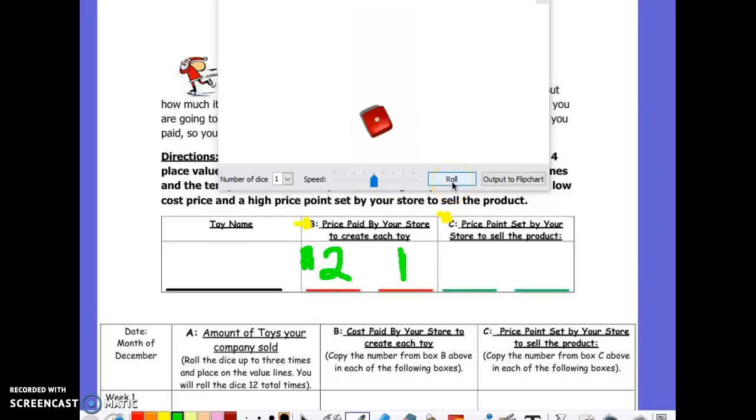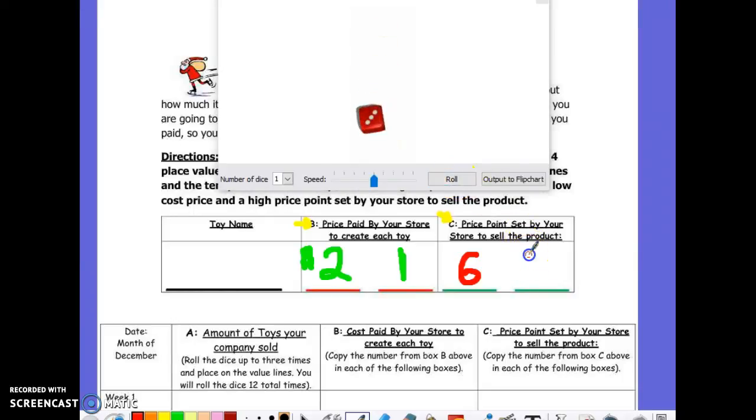Let's roll the dice 2 more times. This time I got a 6. I'm really lucking out here. So I'm going to obviously place that 6 in the tens place value for how much I'm going to sell this for, because that 6 isn't worth 6, it's worth 60 based on the fact that it's in the tens.